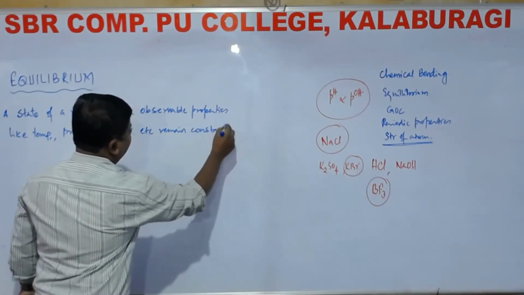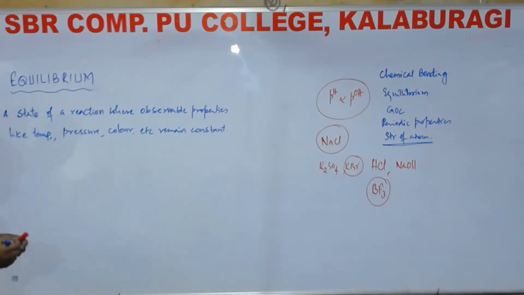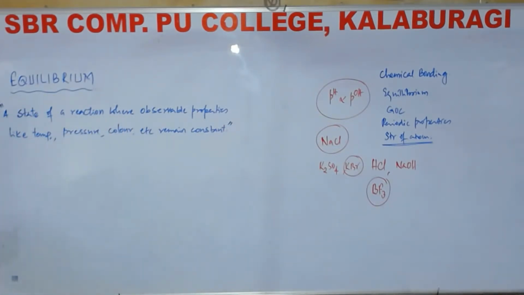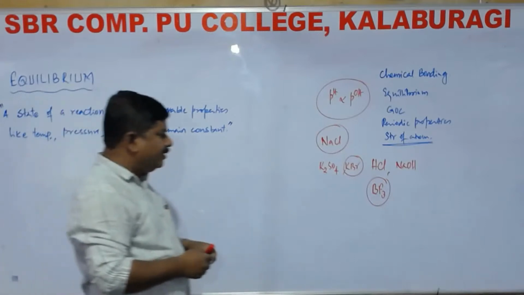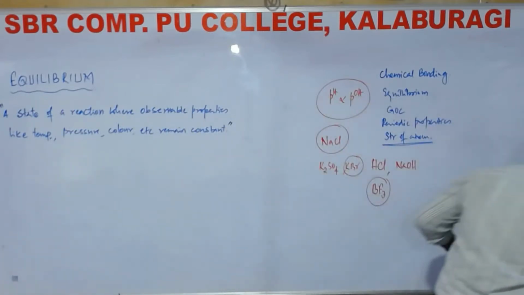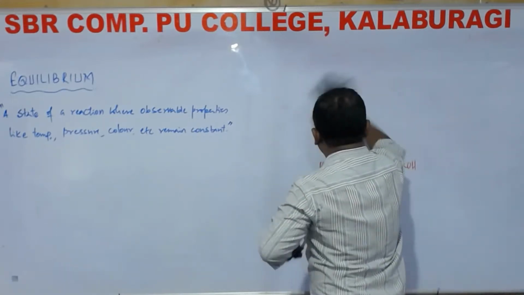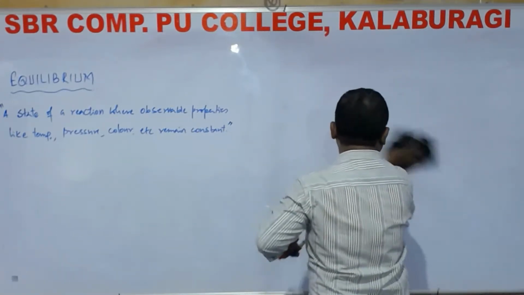Wherever these different types of properties remain constant in the reaction, that is commonly called what? Equilibrium system. It's a state of the reaction where different types of properties remain constant, and that particular position is generally referred to as what? Equilibrium. Equilibrium refers to a reaction which can proceed in both forward as well as backward direction.